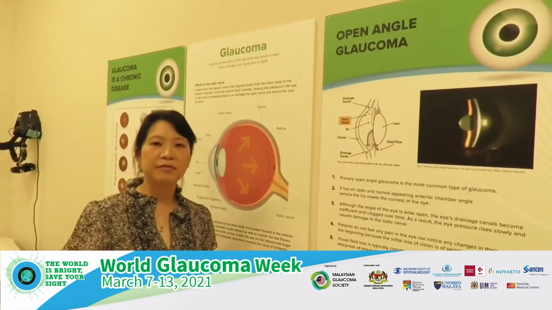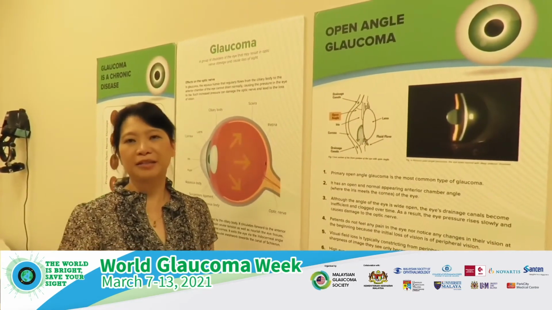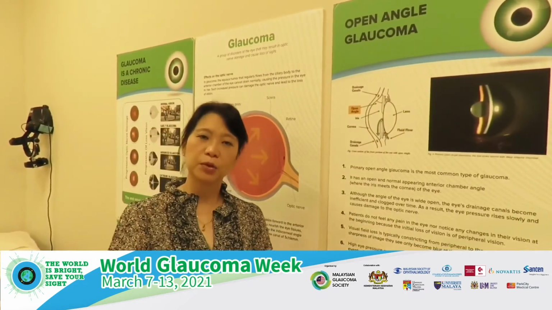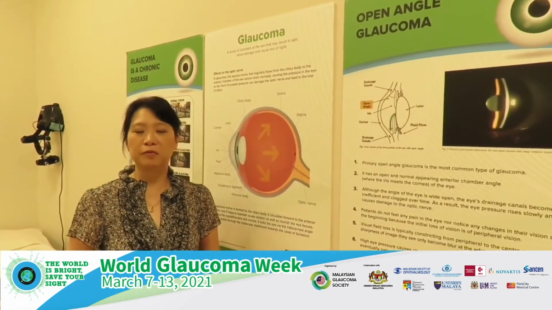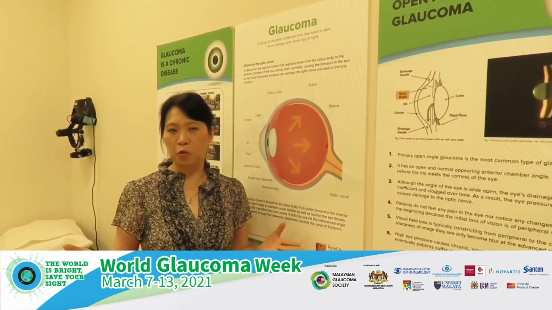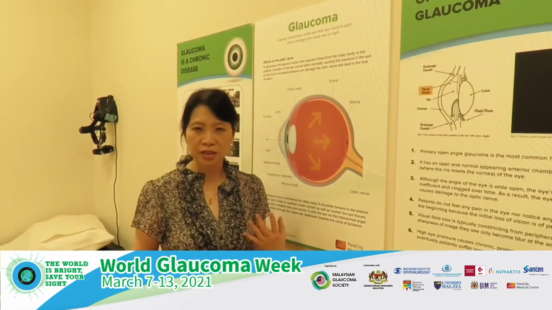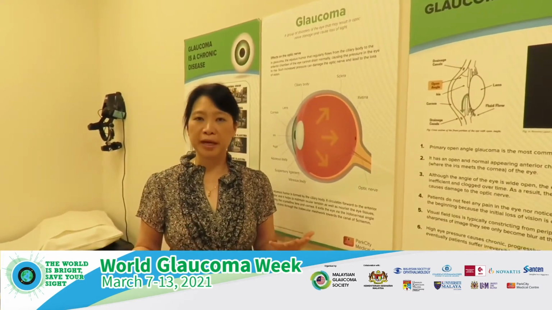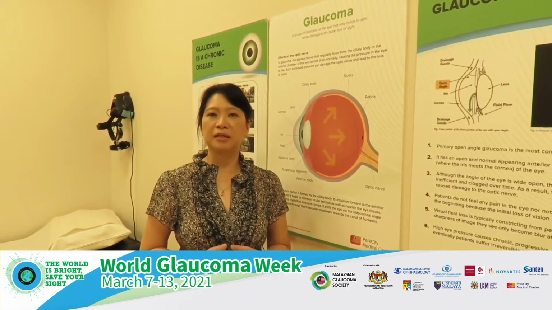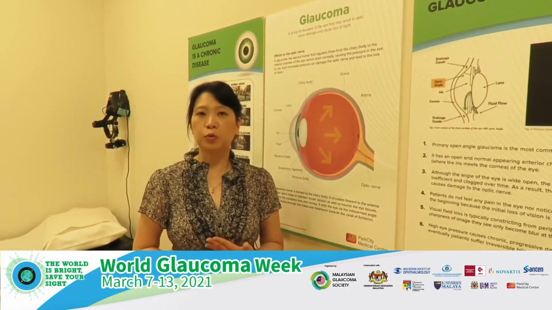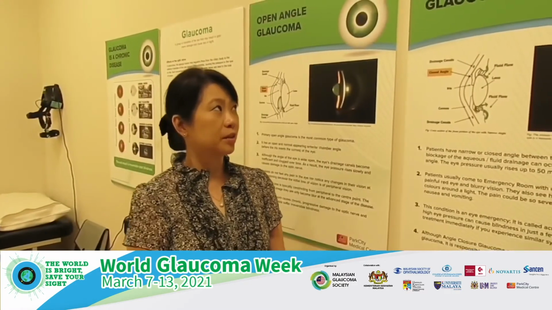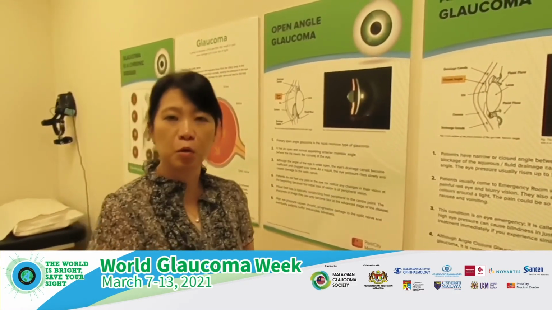There are many risk factors for primary open-angle glaucoma. For example, advancing age, more than 40 years old. Patients who have a family history of glaucoma have at least 4 to 10 times more risk of getting glaucoma compared to the normal population. Those with high myopia and those with cardiovascular diseases like hypertension or diabetes are more prone to have primary open-angle glaucoma.